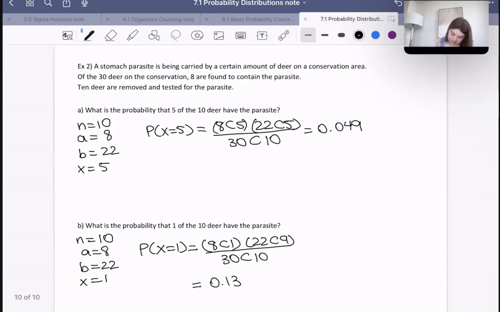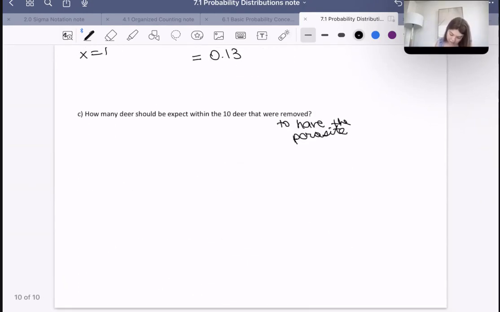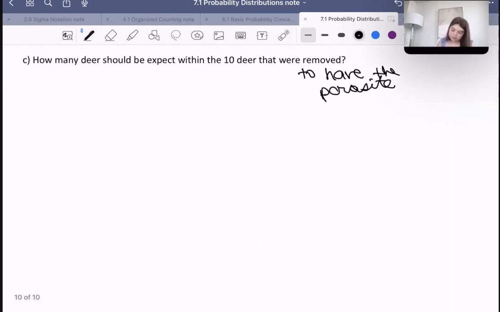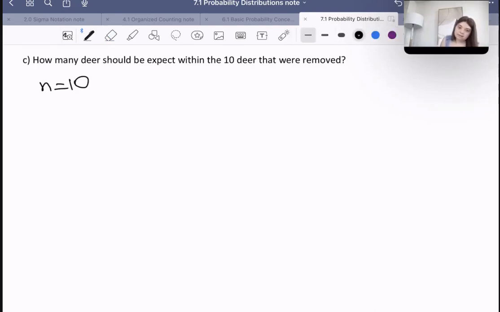Yeah, because they said 10 deer are removed and tested for the parasite. Okay, so I think they explained that. So n is equal to 10 because there is 10 deer that were removed. A is equal to 8 and B is equal to 22, right?